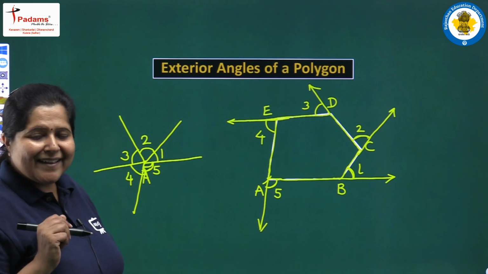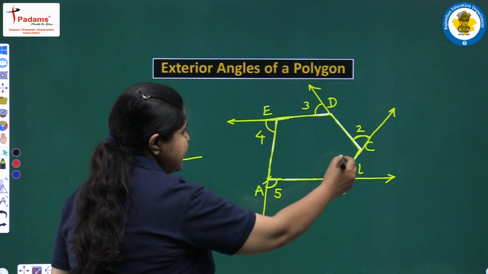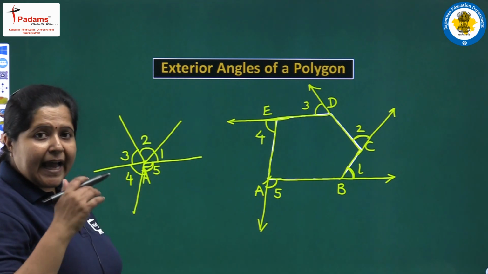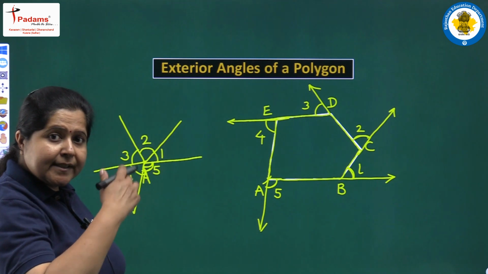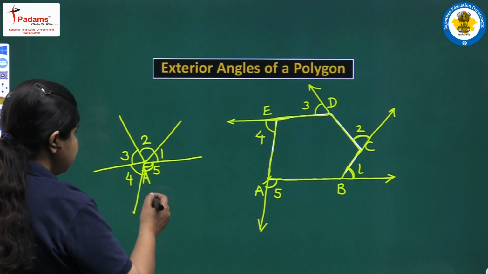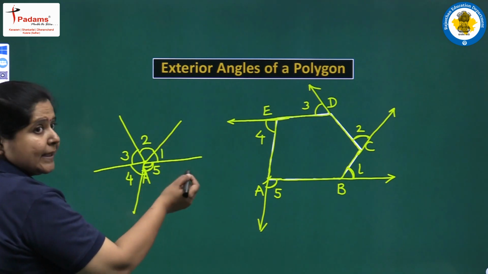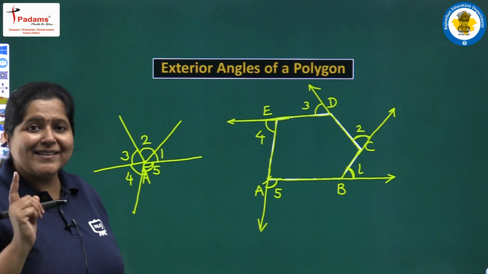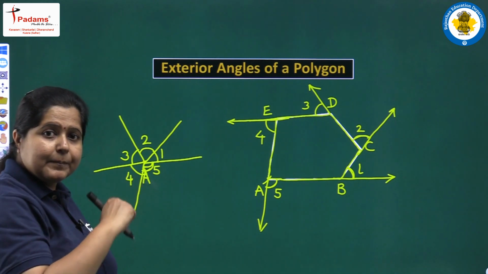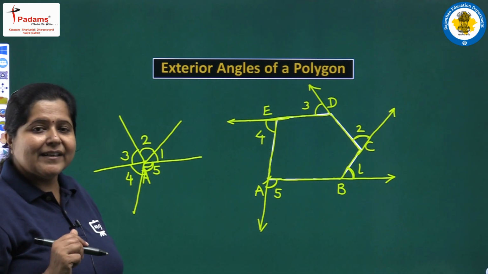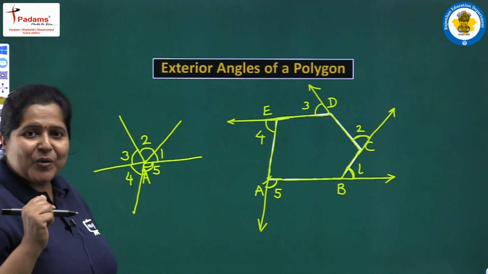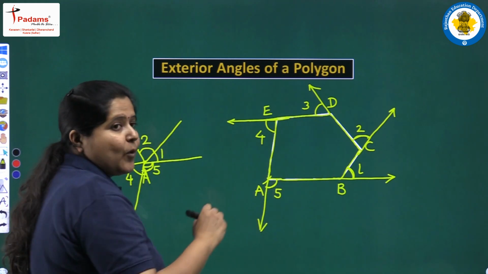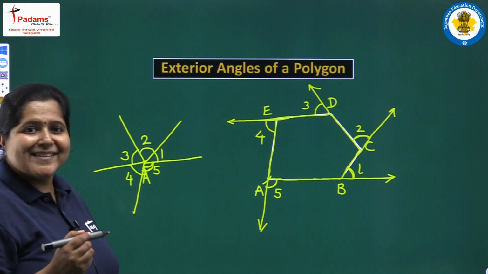So, what do you see here? On taking one complete round of this pentagon, we have turned many times, and in fact the total turn that we have taken is nothing but one complete angle, one complete round, and it is equal to 360 degree. The measure of one complete angle is 360 degree. So, from this we can conclude that the sum of all the exterior angles of a polygon is 360 degree.